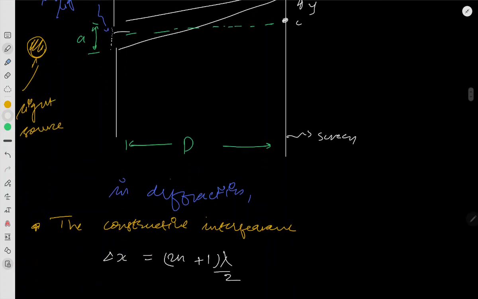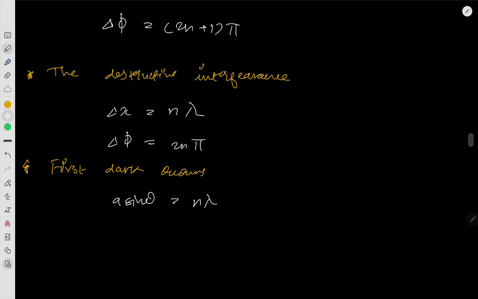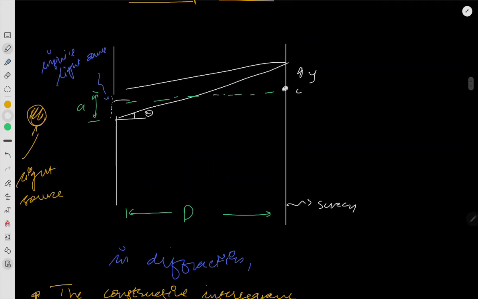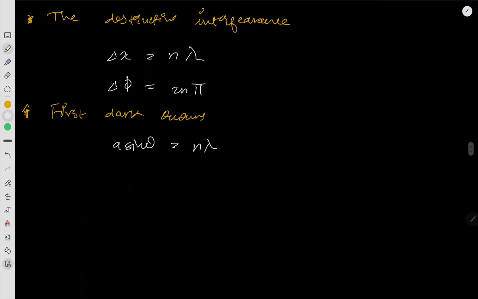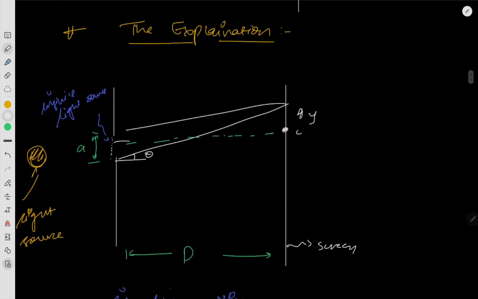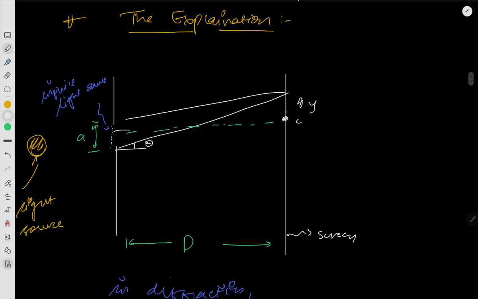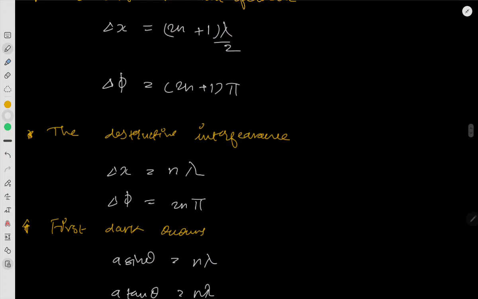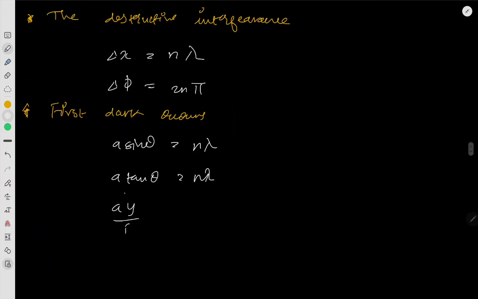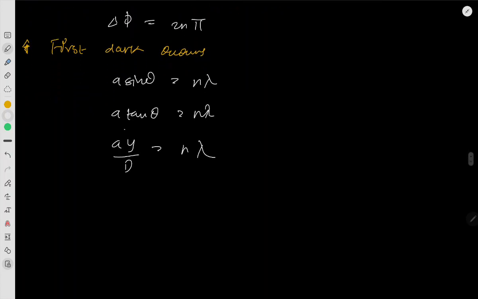And from here we'll write y equals n lambda. Let this angle be theta. So a tan theta equals n lambda. Tan theta is opposite side, that is y, upon adjacent, that is D. So y upon D equals n times lambda, therefore y equals n lambda capital D upon a.